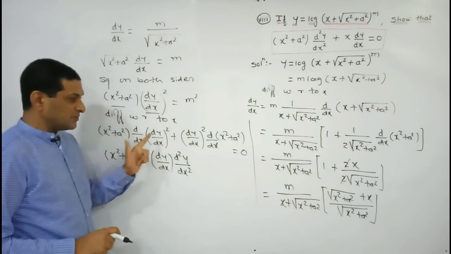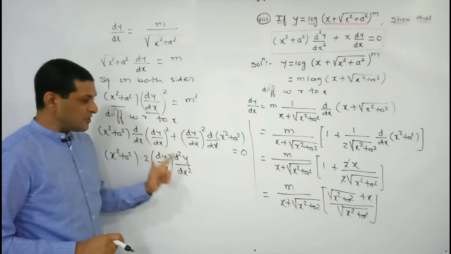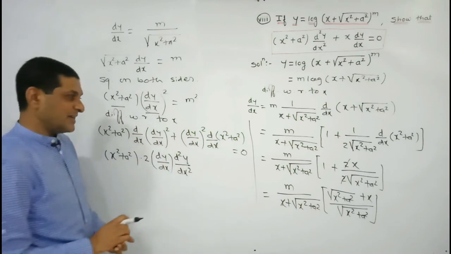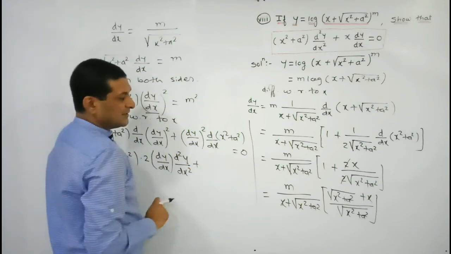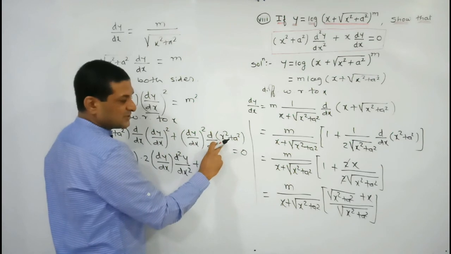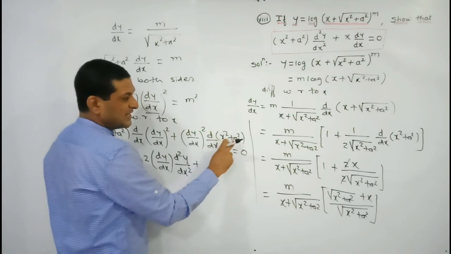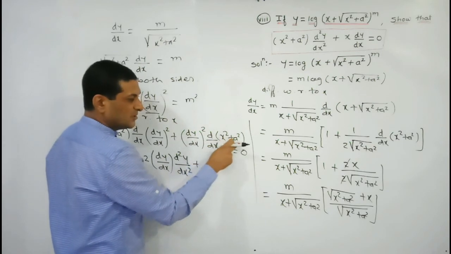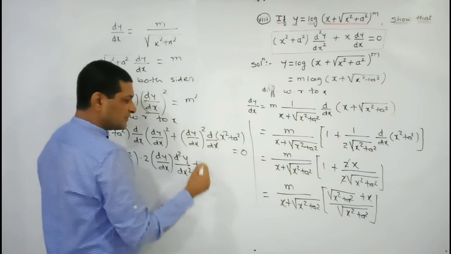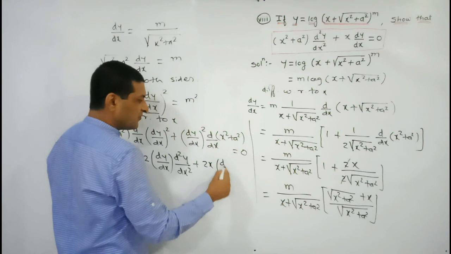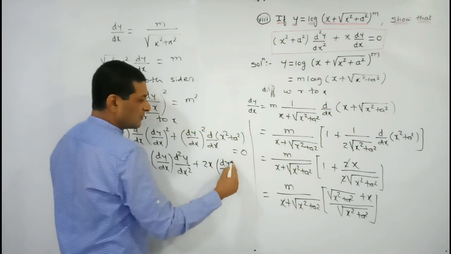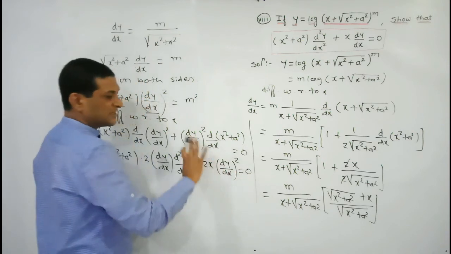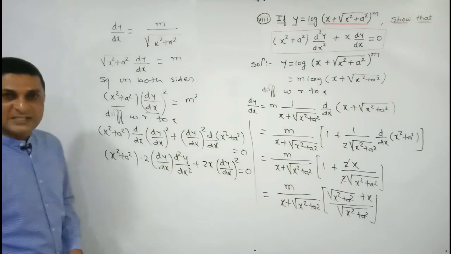First take the power as a coefficient, decrease the power by 1, then the derivative of dy by dx is d2y upon dx square, plus now here the derivative of x square is 2x and the derivative of a square is 0, so the derivative of the whole term will be equal to 2x, and I am multiplying by 2x into (dy by dx) whole bracket square. On the right hand side keep 0 as it is, so the differentiation is completed.